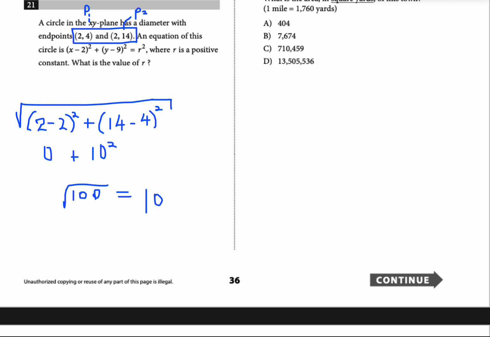So now we have the diameter. To go from the diameter to the radius, we just have to divide the diameter by 2. So we take this 10 and divide it by 2, and that should give us 5. So this 5 here would be our radius. If we're solving for the radius, then the radius in this case is just 5.